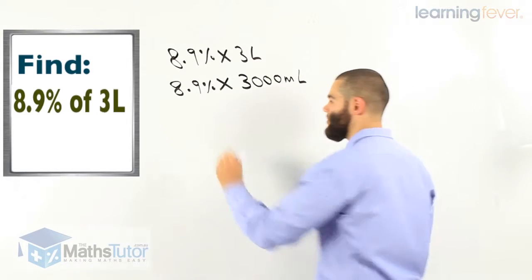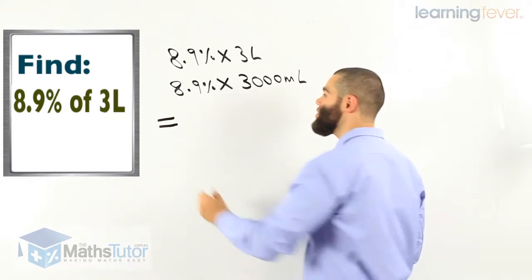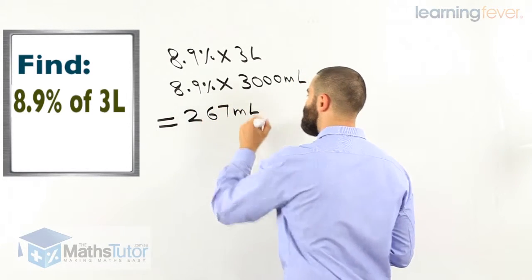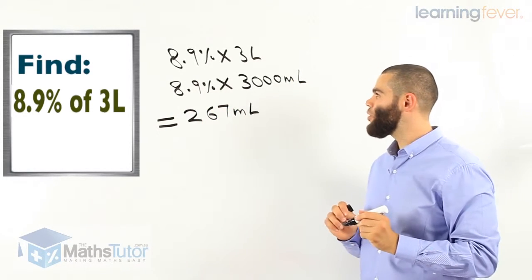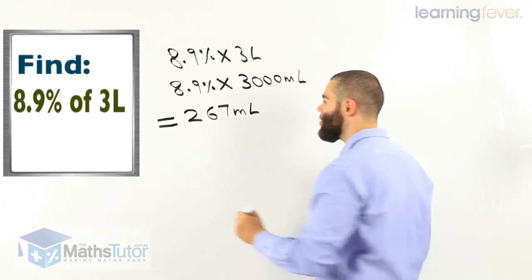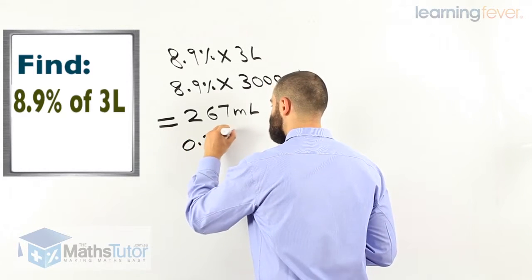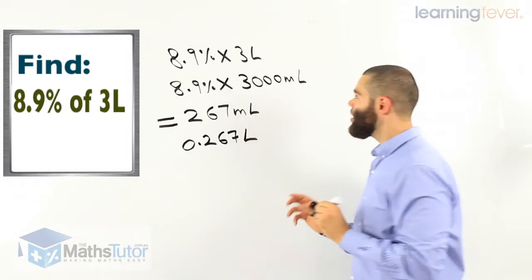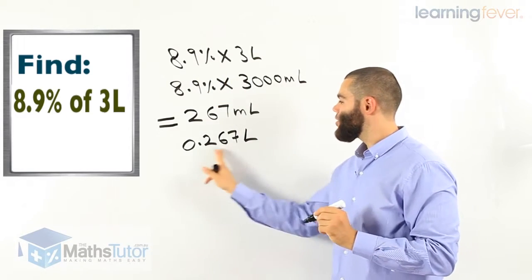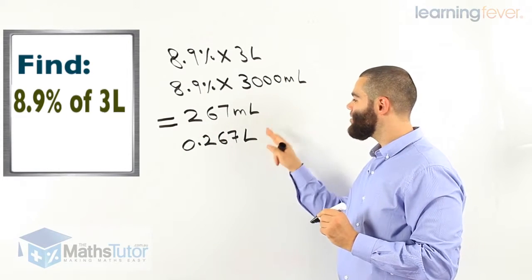Let's work it out. You should get 267 milliliters. So 8.9% of 3 liters is 267 milliliters, or you can write it as 0.267 liters. If you put 8.9% in your calculator times by 3, you're going to get it in liters. That is your answer in milliliters. You can write it in milliliters or in liters.